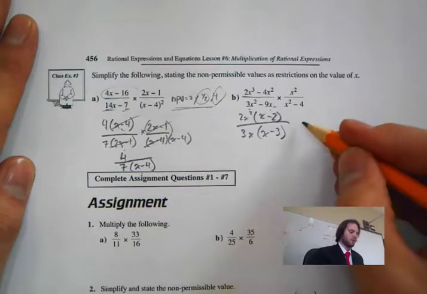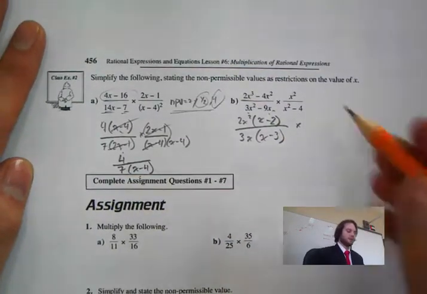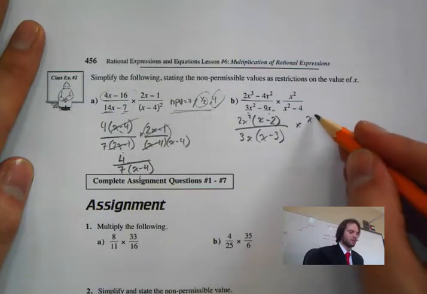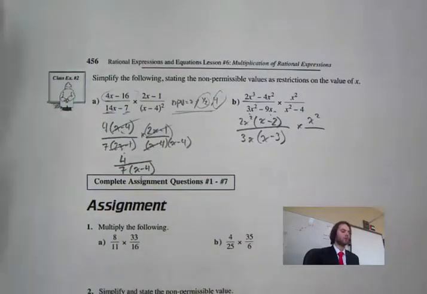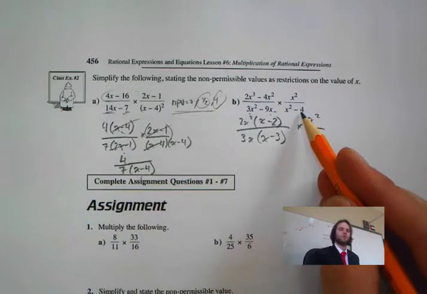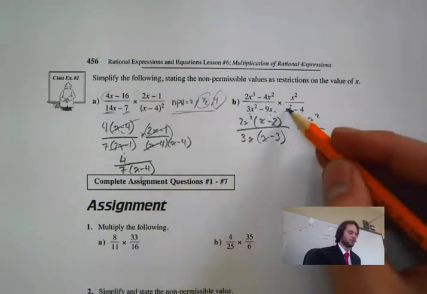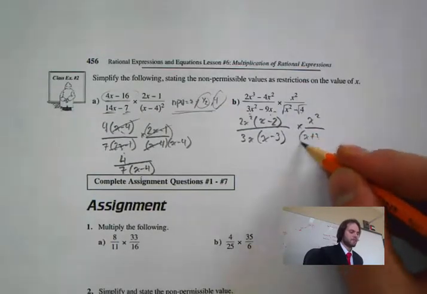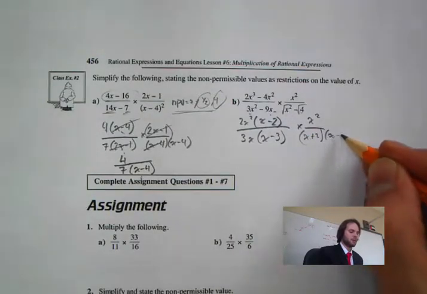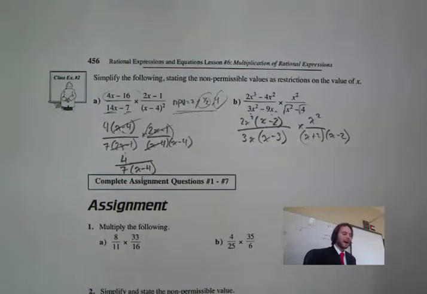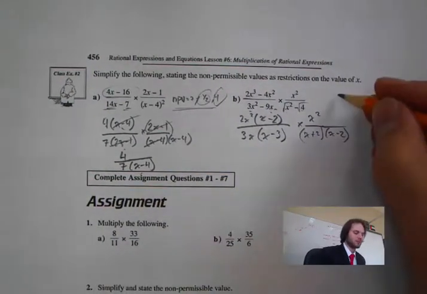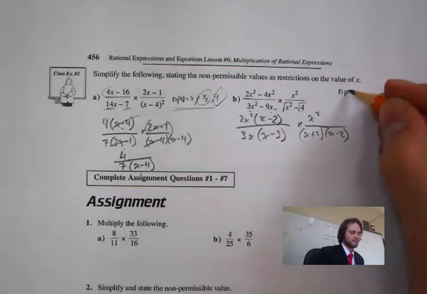There we go. Now I have to multiply it. Let's take a look at this here. We have x squared. Well, that's x and x. I'm just going to leave it at x squared all over x squared minus 4. That's a difference of squares. Both of these can be squared. So I'm going to have x plus 2 and x minus 2. Now, because of that, I can find my non-permissible values.